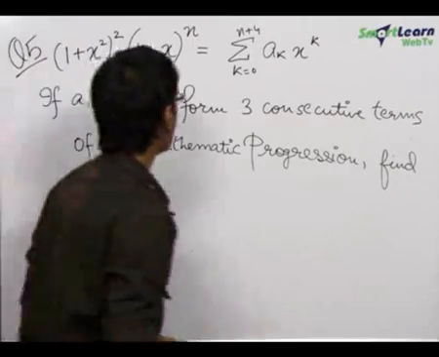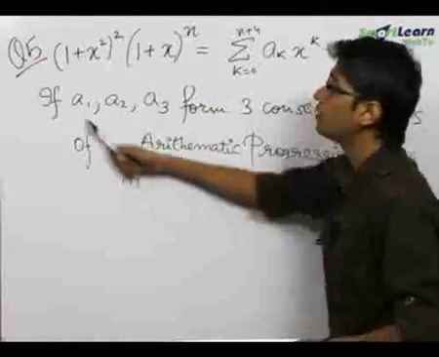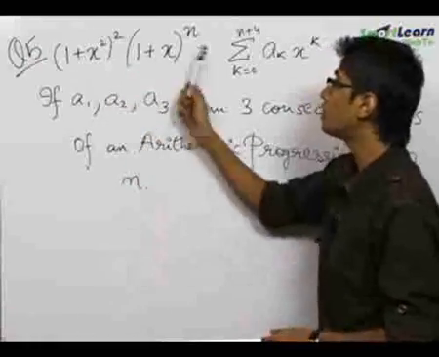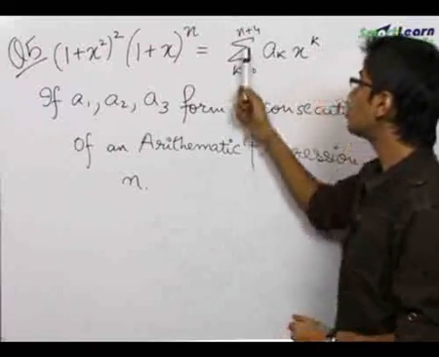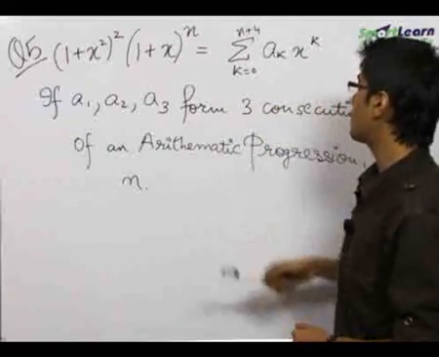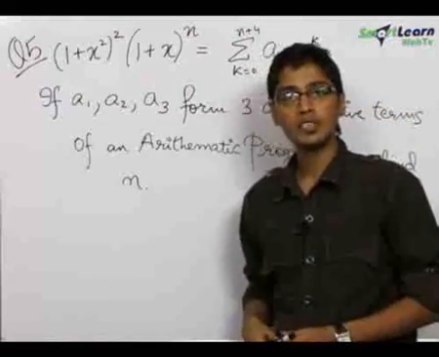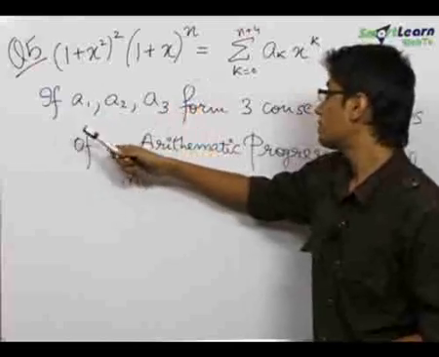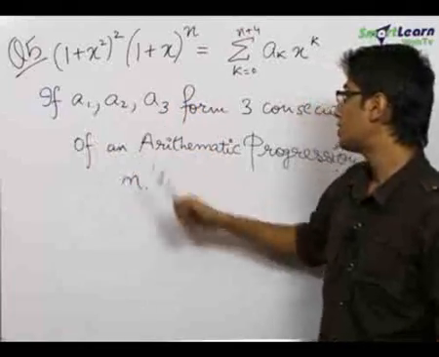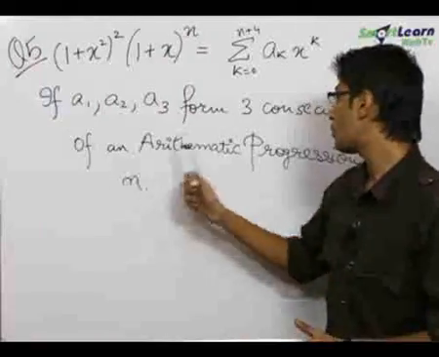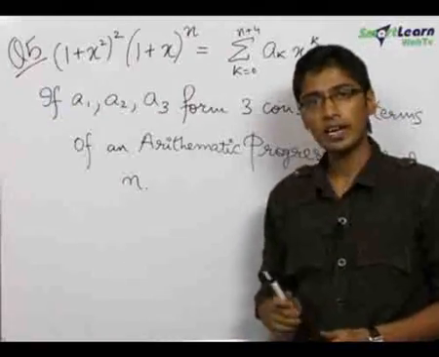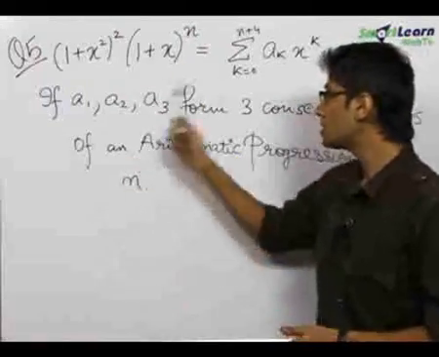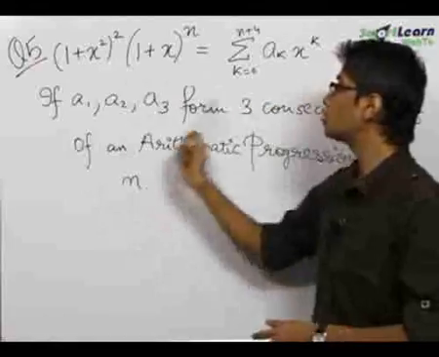The next question which we have in hand is, we are given an expression (1 + x²)² (1 + x)ⁿ = Σ aₖ xᵏ, where k ranges from 0 to n + 4. And we are given the fact that a1, a2, a3 form three consecutive terms of an arithmetic progression, that is a1, a2 and a3 are in AP. Therefore, we need to find the value of n for this condition to be satisfied.